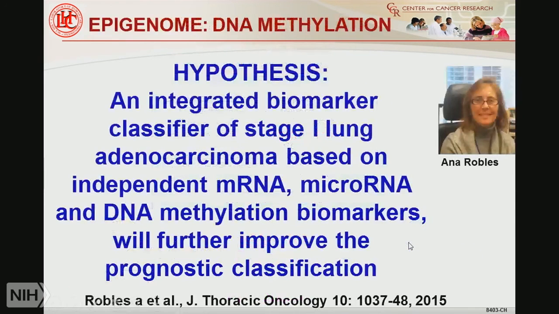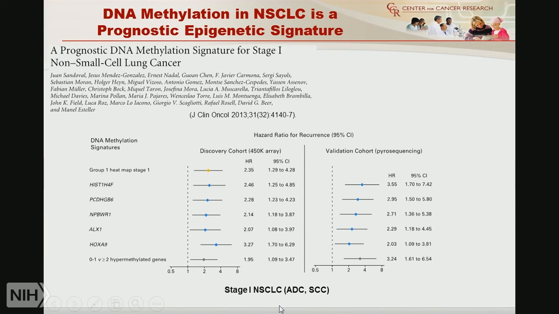All right, now let's end up with DNA methylation. And this is Anna Robles, who asked the question whether or not you combine the protein coding genes, the ones that produce message, with microRNAs and with DNA methylation biomarkers. And a study in Spain had shown that there are 5 different DNA methylation markers that are associated with poor prognosis in lung cancer, stage 1 lung cancer.